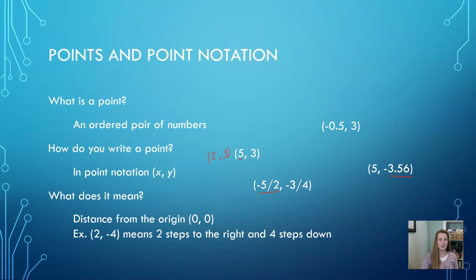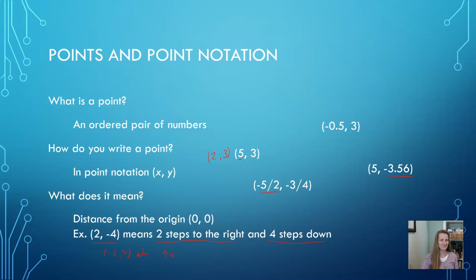If you think of the Cartesian coordinate plane, the origin is always 0, 0. So if I have 2, negative 4, that means I take 2 steps to the right and 4 steps down. If I had a negative 2, positive 4, that would mean 2 steps to the left and 4 steps up. 2 steps there, 4 steps there. So you always know where you are with respect to the origin.